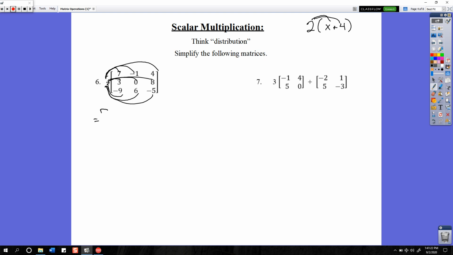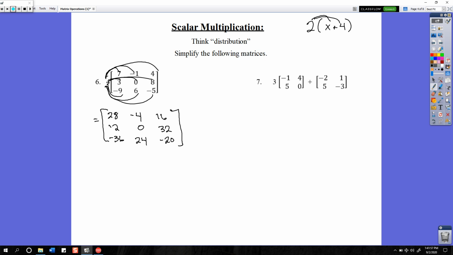So my answer: 4 times 7 is 28. 4 times negative 1. 4 times 4. 4 times 3 is 12. 4 times 0, 0. 4 times 8, 32. 4 times negative 9 is negative 36. 4 times 6 is 24. And 4 times negative 5 is negative 20. And there's my answer.